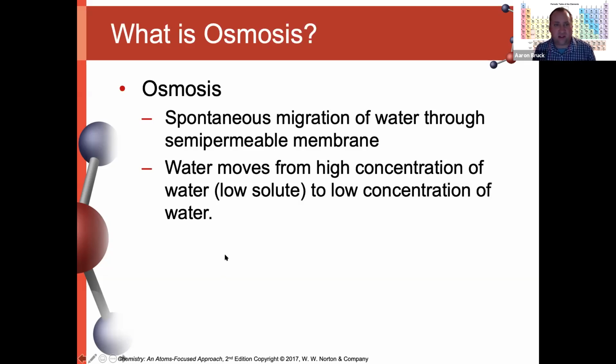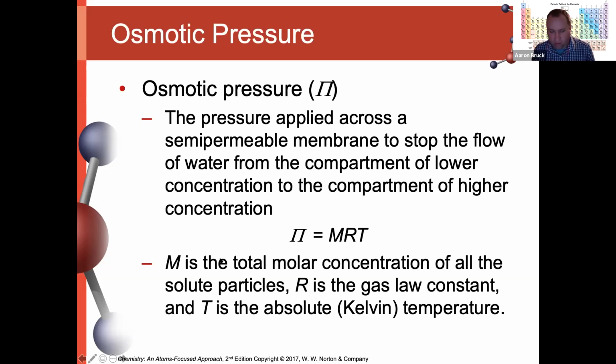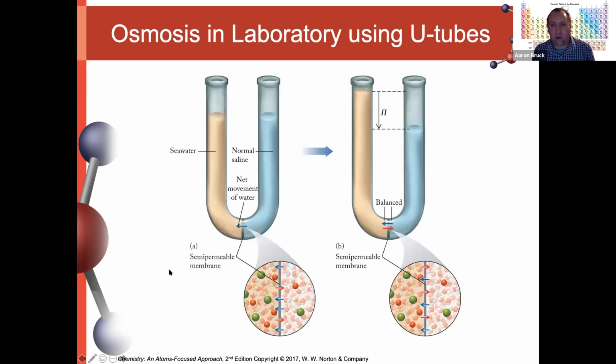Now, what does this look like? Well, a picture probably helps. This is what we would call in the laboratory a U-tube. These were U-tubes far before there was ever a U-tube. And the way it works is this. You've got a U-shaped piece of glass, and in the middle of that U-shaped piece of glass, we have shoved a semipermeable membrane.